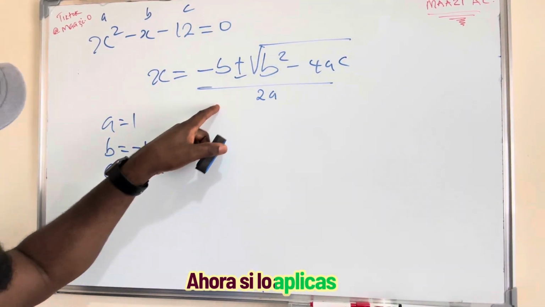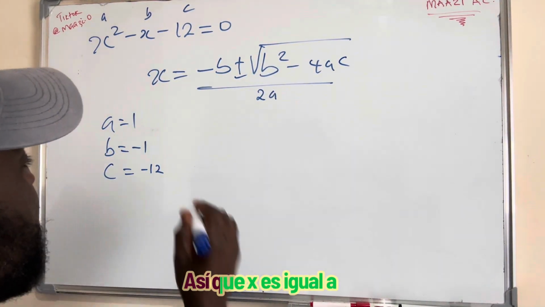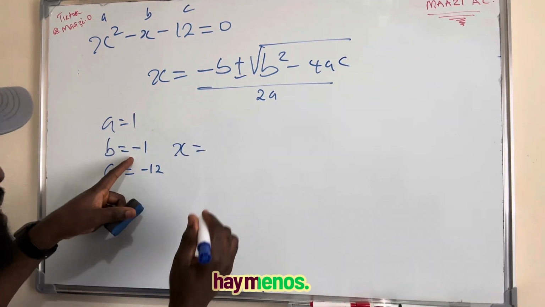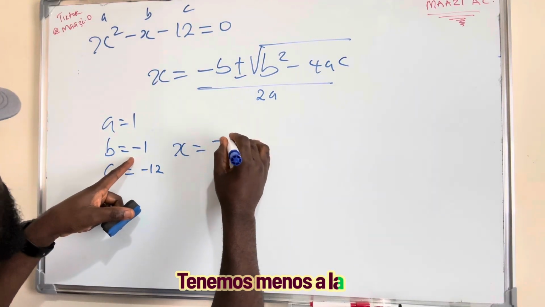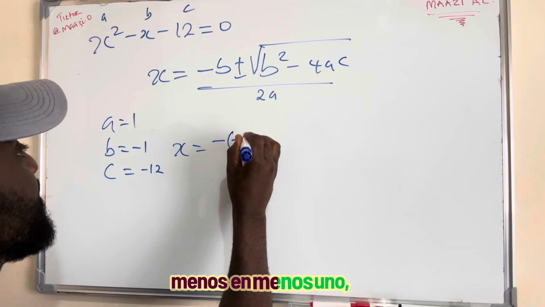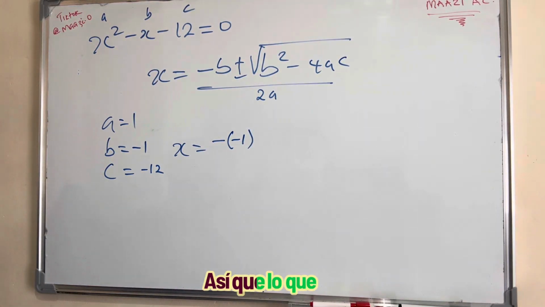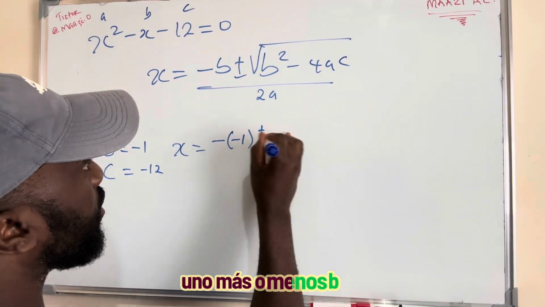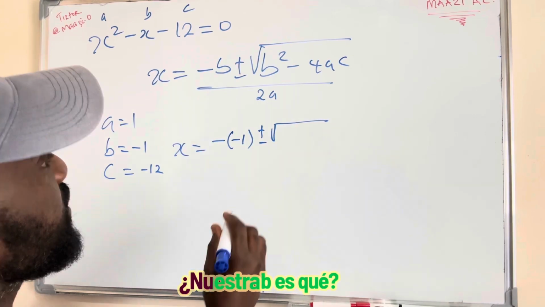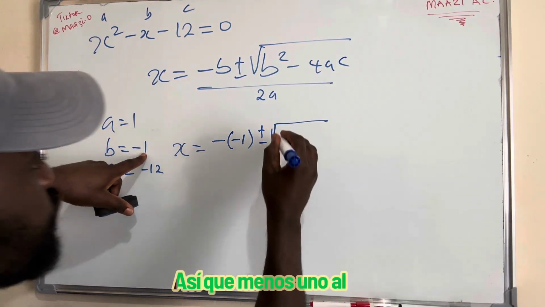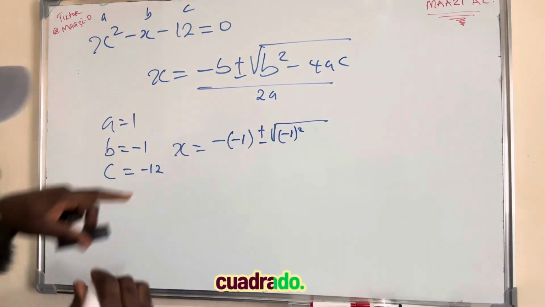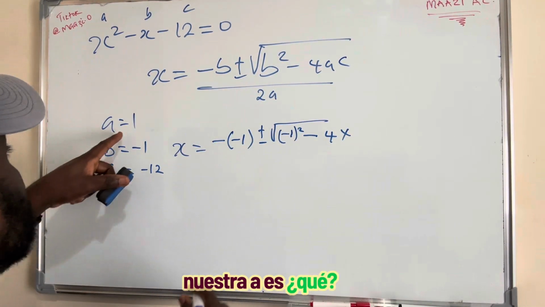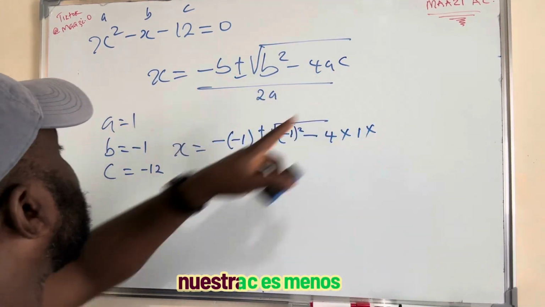Now, if you apply it to this formula, x is equal to minus b. This b already had a minus, so you have minus times minus 1, which is 1, plus or minus the square root of b squared, which is minus 1 squared, minus 4 multiplied by a, which is 1, multiplied by c, which is minus 12.